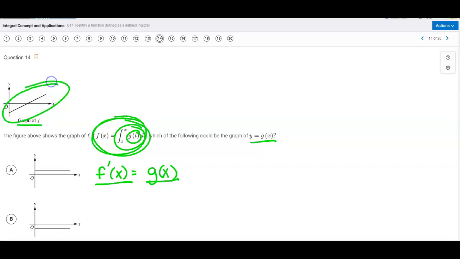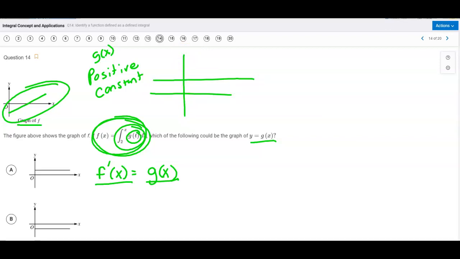Now take a look at f. What do we know about the slope of f? Well, first of all, we know it's positive because it's going in an upward direction. So we know that g of x would have to be positive, in other words, above the x-axis. We also see that f has a constant slope, a non-changing slope. So we would know that g would have to be constant. Now on a graph, that means like a straight line. So I'm looking for a line that is straight and above the x-axis, and that would be option A.